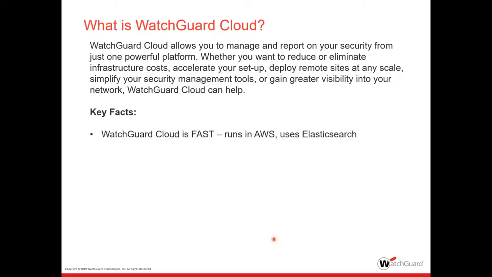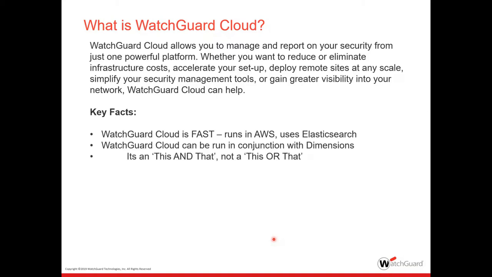So some key facts. These are ones I wrote myself. WatchGuard Cloud is fast. It's much faster than running Dimension on-site. So WatchGuard Cloud is similar to Dimension on-site, but better. We'll show how. But it's significantly faster. So you're going to love that. It uses the AWS Elasticsearch as an example.